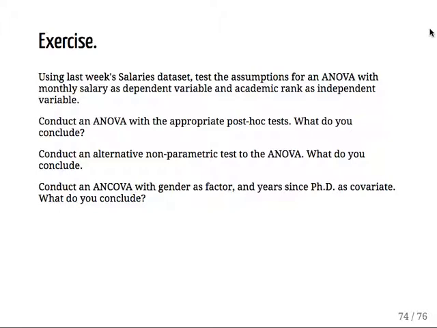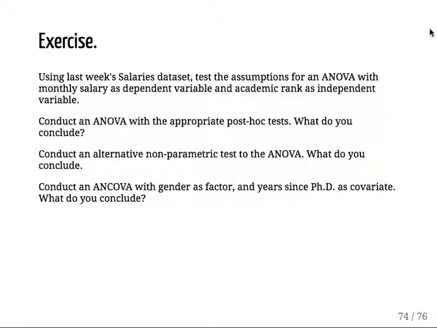And so what I would like you to do this week is continue using the dataset from last week. That's the salaries database, where you get to see how much assistant professors earn, not here, but in the US. And you can see if it matters. So you do the ANOVA with monthly salary as the dependent variable and academic rank as an independent variable. So do full professors earn more than assistant professors? I think you can already guess what the answer is going to be.